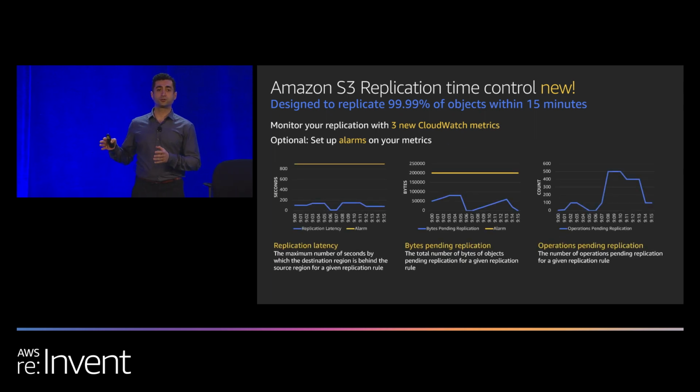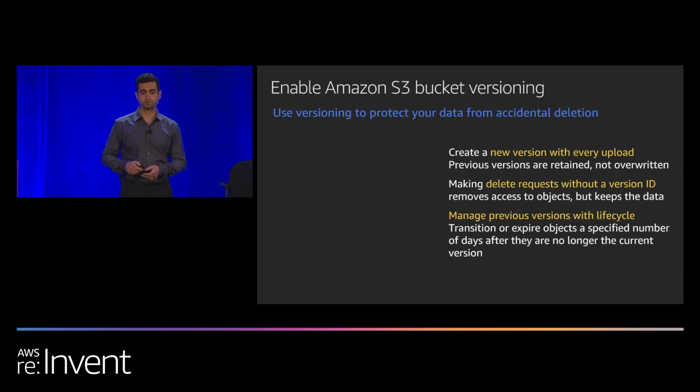So these new replication metrics tell you how many objects and bytes are pending replication and the maximum replication time to the destination for every replication policy that you configure with replication time control. You could view these replication metrics in the S3 Management Console or in Amazon CloudWatch and set up alarms that notify you whenever one of the metrics exceeds a threshold of your choice.